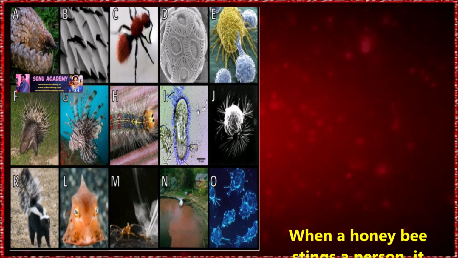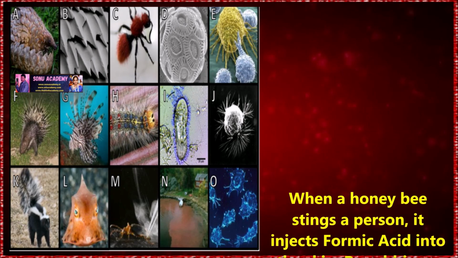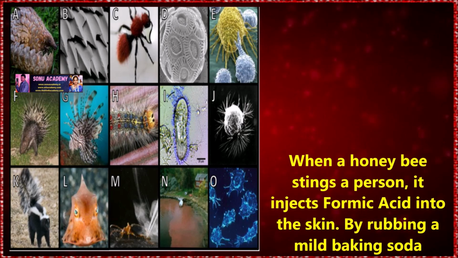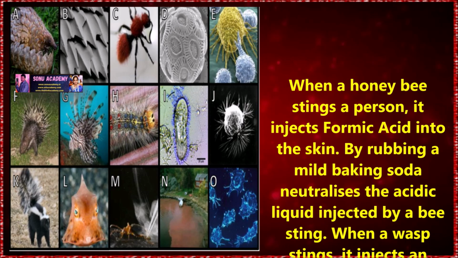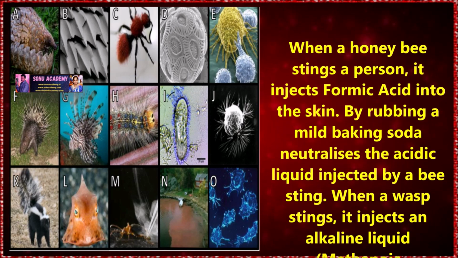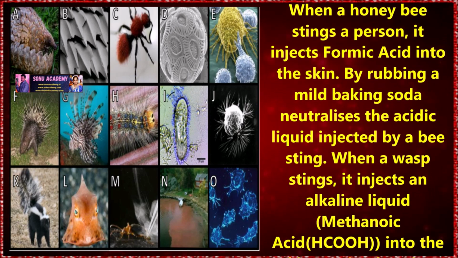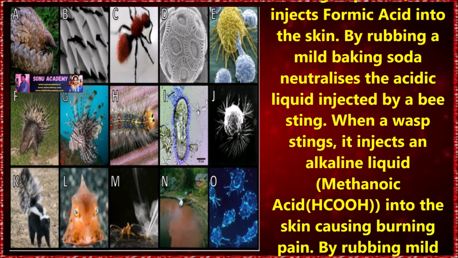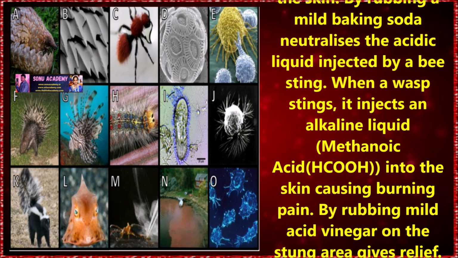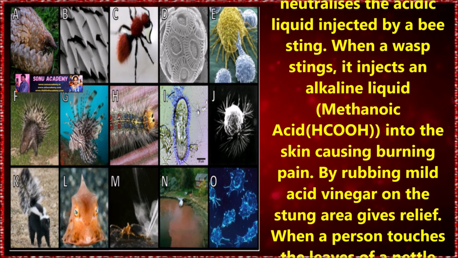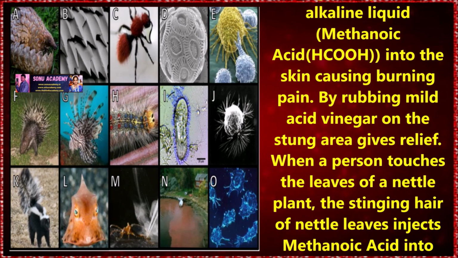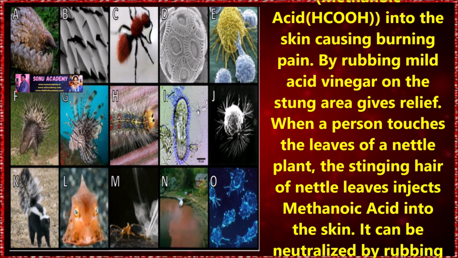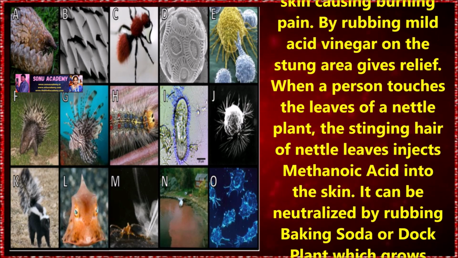Children, let us discuss self-defense by animals and plants through chemical warfare. When a honeybee stings a person, it injects formic acid into the skin. Rubbing mild baking soda neutralizes the acidic liquid injected by a bee sting. When a wasp stings, it injects an alkaline liquid into the skin, causing burning pain. Rubbing mild acid, vinegar, on the sting area gives relief.